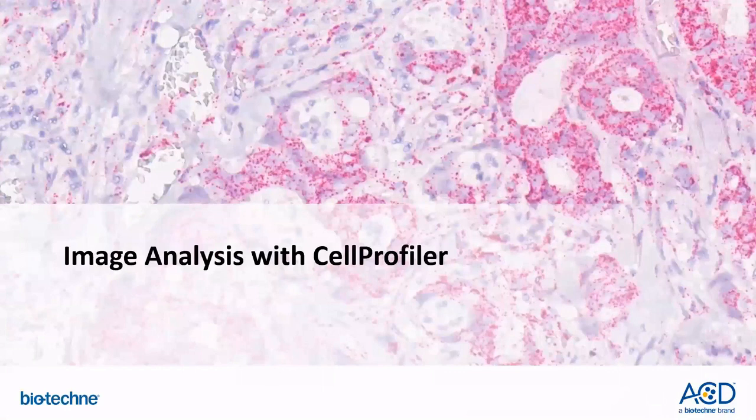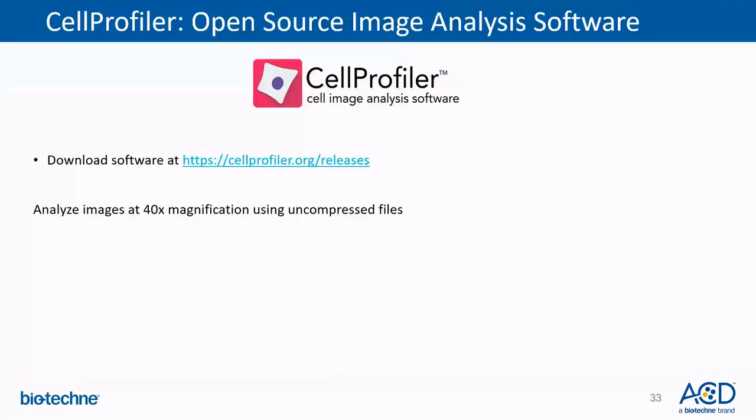Now let's look at the CellProfiler image analysis workflow. CellProfiler can be downloaded from the CellProfiler website at cellprofiler.org. We highly recommend that you analyze images captured at a 40x magnification or greater and at the highest possible resolution in order to accurately identify these small-ish dots. It is always best to analyze uncompressed images as much as possible when performing image analysis.